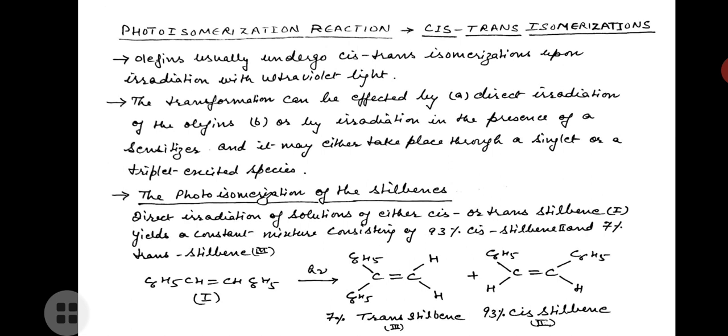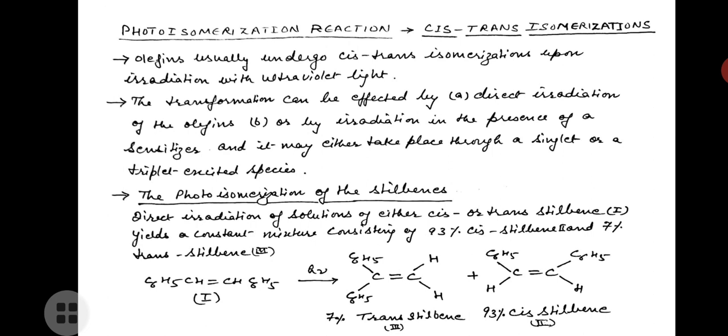The transformation can be effected by direct irradiation of the olefins or by irradiation in the presence of a sensitizer, and it may either take place through a singlet or a triplet excited species. It is, however, known that isomerization in the triplet state possesses a lower barrier to rotation around the carbon-carbon bond.